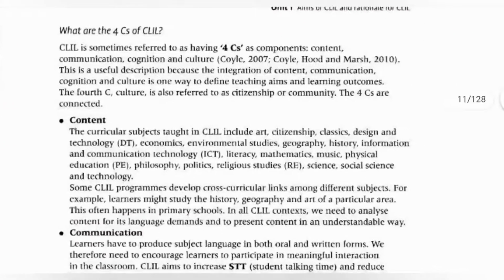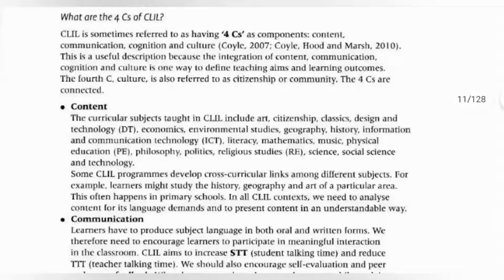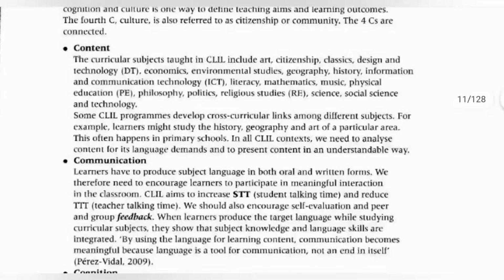What are the 4 Cs of CLIL? CLIL is sometimes referred to as having 4 Cs as components: content, communication, cognition, and culture. This is a useful description, because the integration of content, communication, cognition, and culture is one way to define teaching aims and learning outcomes. The 4th C, culture, is also referred to as citizenship or community. The 4 Cs are connected.